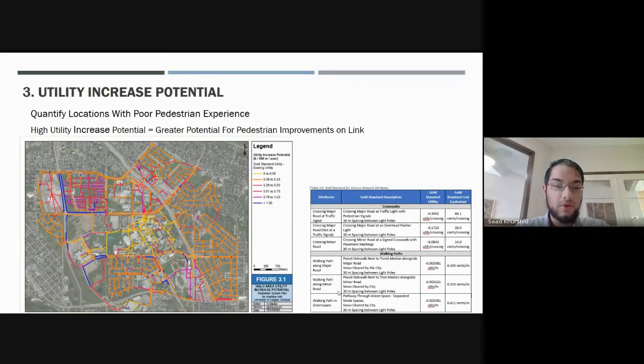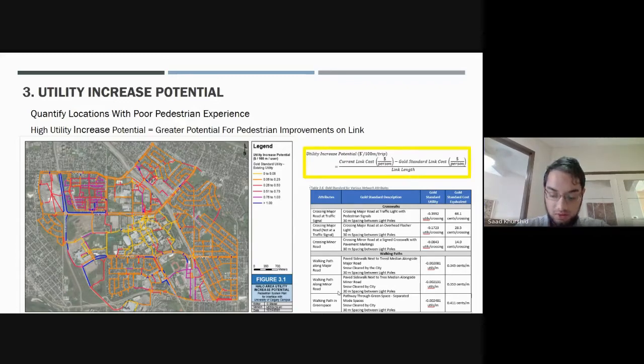And we call that parameter utility increase potential. Utility increase potential is how much societal benefit will be provided if the link is upgraded to the best possible link, the best possible conditions, or the gold standard. So if we can upgrade it to a link that has 30 meters light spacing, snow clearing, and the best facility type and the best quality.